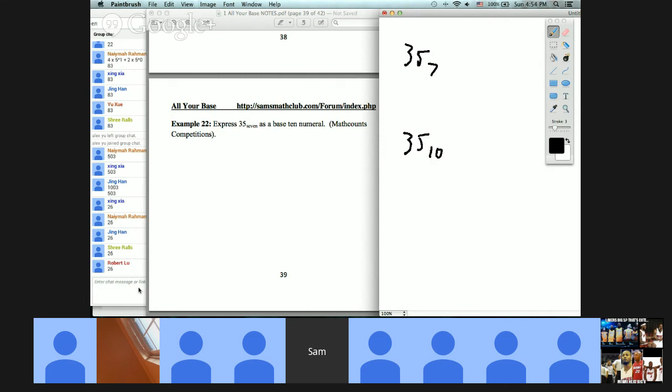Right, nice job, guys. 26 is the correct answer. Initially, if you were to have 35 in base 10, which is our regular 35, it's 3 times 10 to the power 1 plus 5 times 10 to the power 0, which is 1. So this would equal 35. But now that you have 35 in base 7, you have to do 3 times 7, instead of 10, plus 5, which is 26.